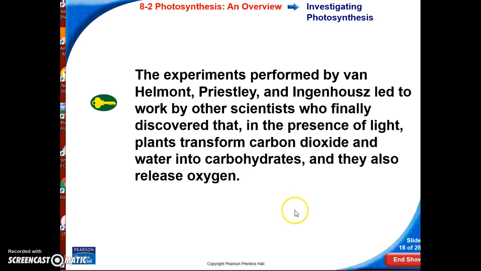There are some experiments performed by Van Helmont, Priestley, and Ingenhousz that led to work by other scientists who finally discovered that in the presence of light, plants were able to take carbon dioxide and water and make it into carbohydrates. But the other thing that they did was they released oxygen. So look in your textbook at these three scientists and their studies and what each one contributed.